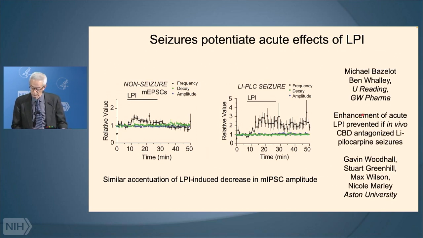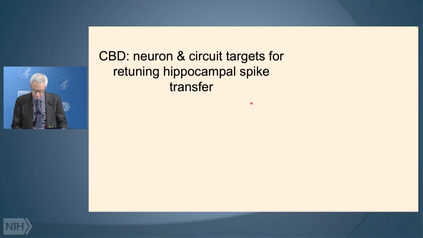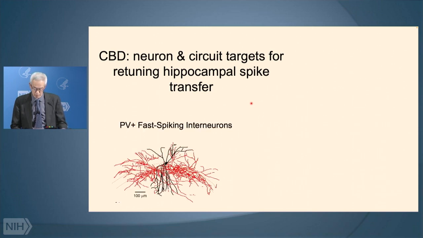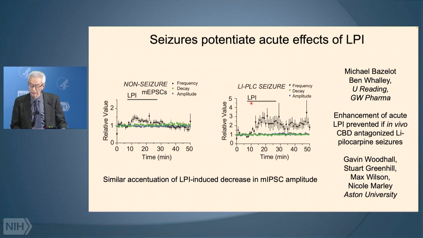And this experiment was done by Michael Bazelot, and we had help from Aston University doing control experiments that we could prevent this if the chronic seizures were antagonized by chronic treatment with CBD. So it all fits with the hypothesis, namely that CBD is a very clever drug in the way that it affects seizures. It prevents the positive feedback aspects of the circuit and takes out what is very characteristic of epilepsy, namely that one seizure can leave behind a tendency to have another seizure at a later time.